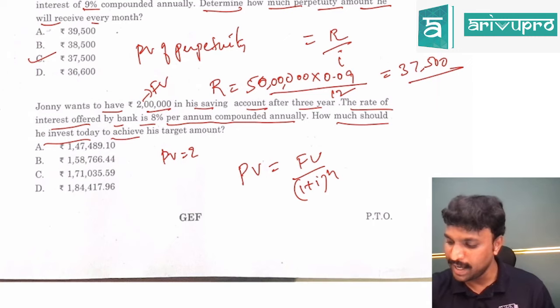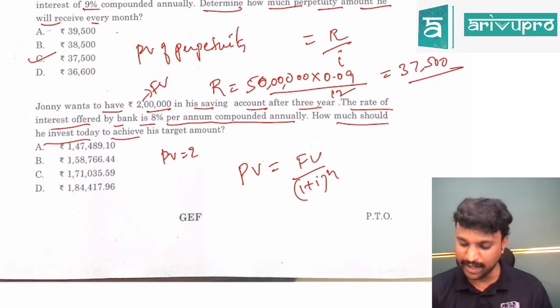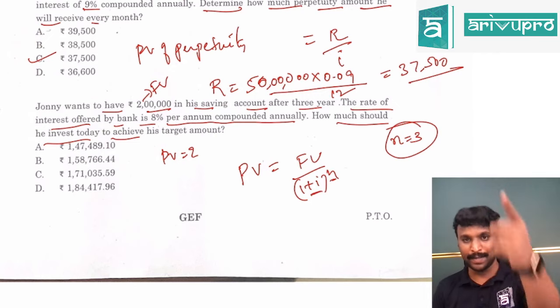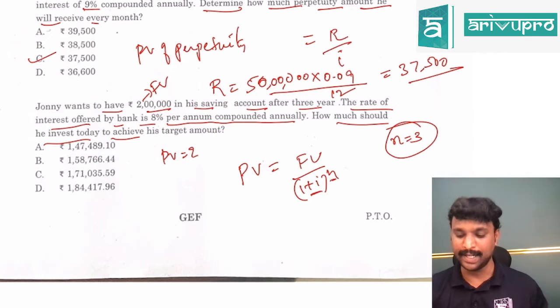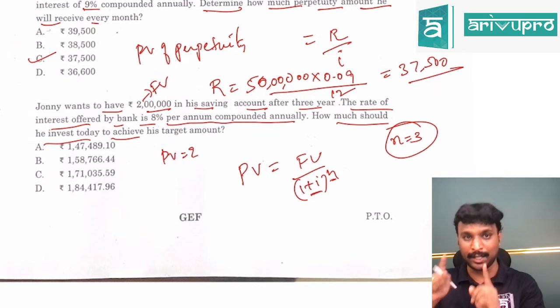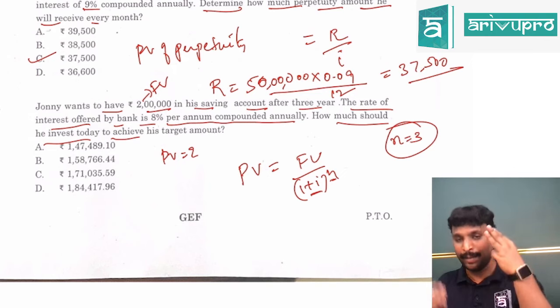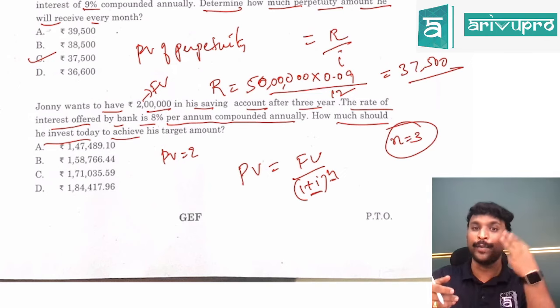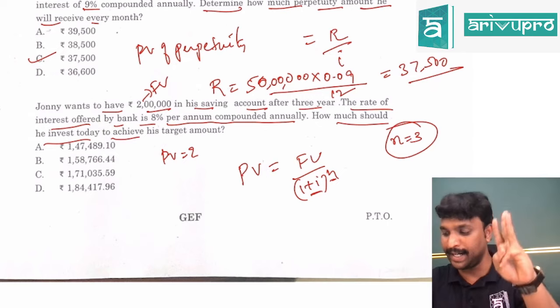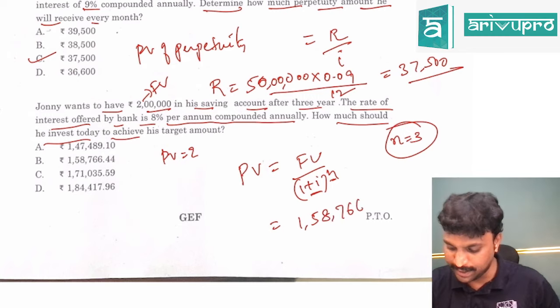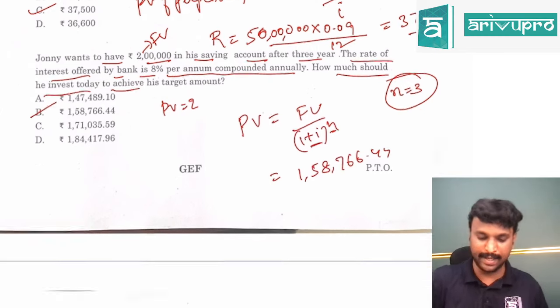FV is how much, guys? 2 lakhs. FV is 2 lakhs divided by what is 1 plus I? 1.08. And the power, what is N, guys? After 3 years, right? N is equal to 3. See, if N is equal to 3 in the denominator as a power, you have to press equal to how many times? 3 times. FV divided by 1 plus I, that is 1.08, you have to press equal to thrice. That means you are dividing the value 2 lakh by 1.08 how many times? 3 times. So press equal to how many times? 3 times. 1, 2, 3. So the answer is 1,58,766.44. So option B is the answer.